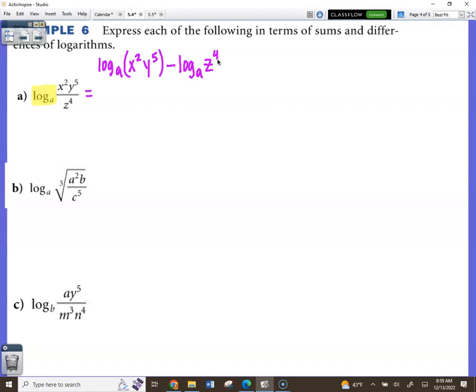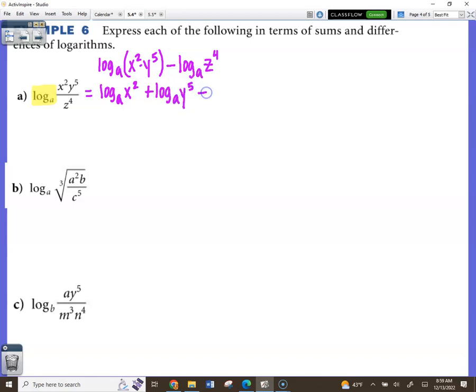Now you're just going to work through it one thing at a time from left to right, okay? Right here, we have log base A of x squared times y to the fifth. We need to break the times apart into addition. So that would be log base A of what first? X squared. Plus. There you go.